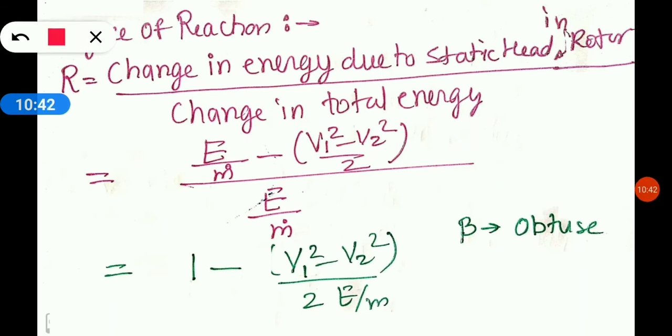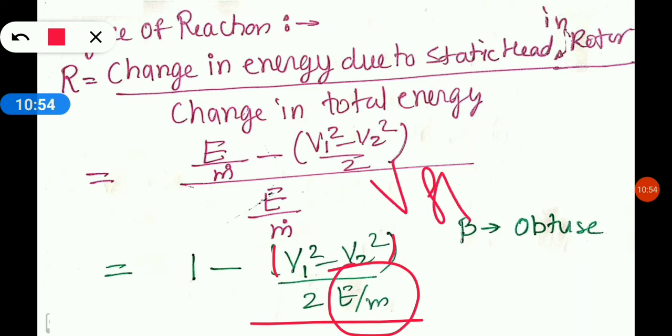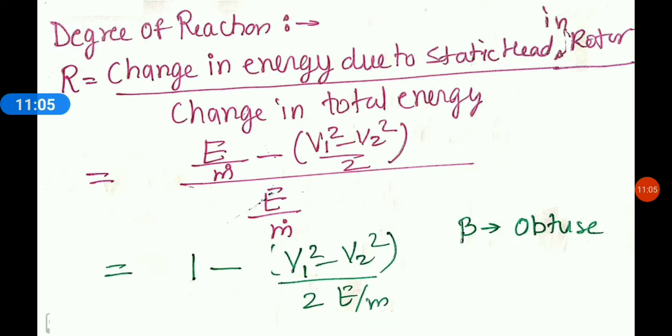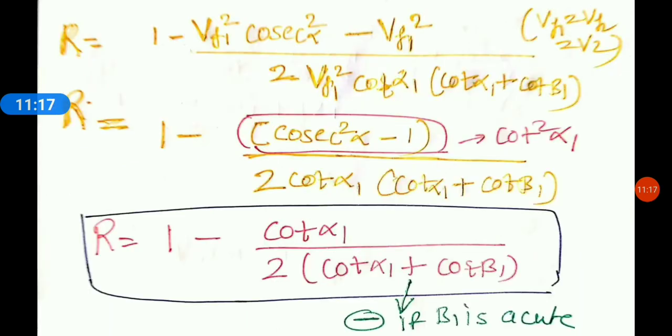Now if you simplify it, you will be getting 1 minus (V1 square minus V2 square) by 2 into E by M. Now we know the value of E by M. What is E by M? E by M is, just now we had done that, Vf1 square into cot alpha 1 plus cot beta 1, with the plus sign when you are taking beta 1 as obtuse. Fine. So here beta 1 is obtuse. When you simplify it, you get this formula for degree of reaction. Fine. You have to put the values.